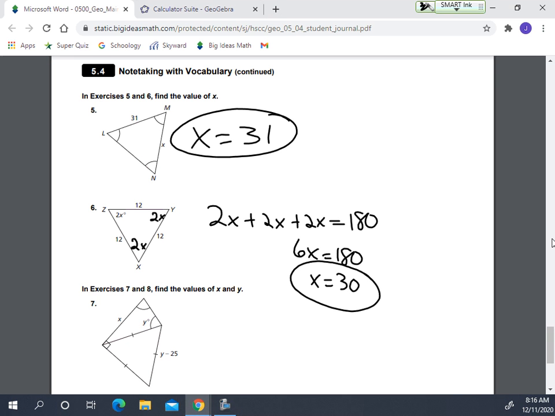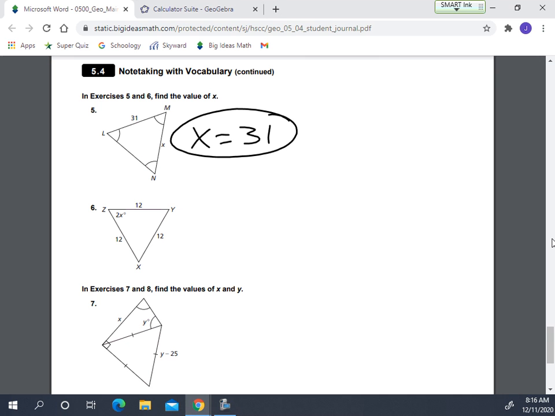Another way we can do number 6. I'll erase. Another way we can do number 6.